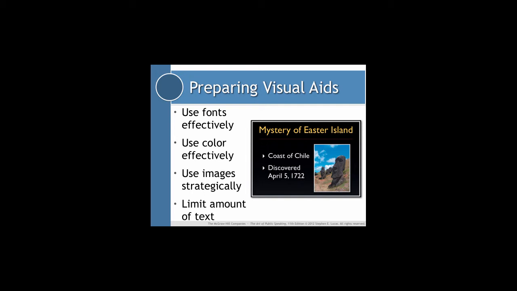This is a really good example, this little slide illustration of the mystery of Easter Island, because it does exactly what you're supposed to do in a visual aid. It's got a title on it. It's got a very nice large image on it. It has some text, but very limited amount of text, because you don't want to put everything you're going to say on your slide. So try to use artistic eye, use color, text, fonts, and images effectively.